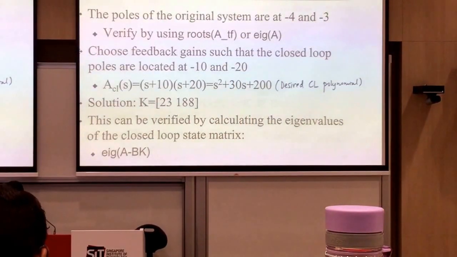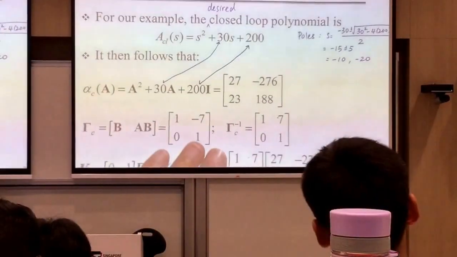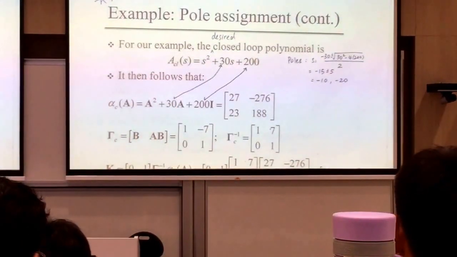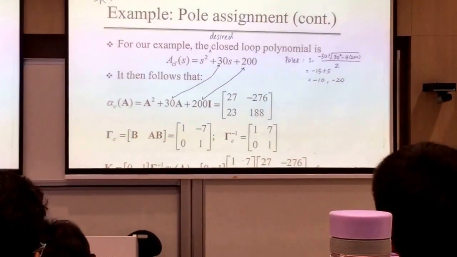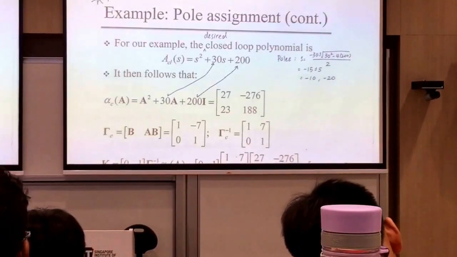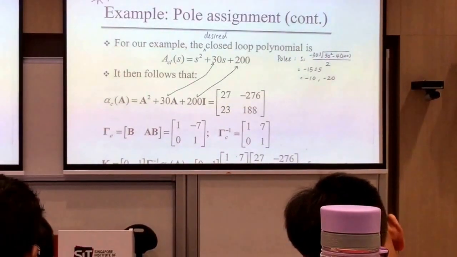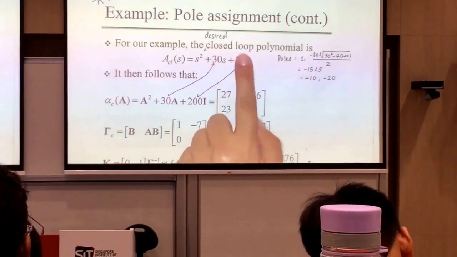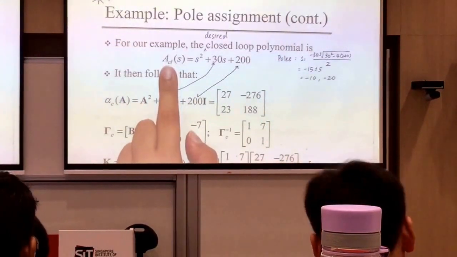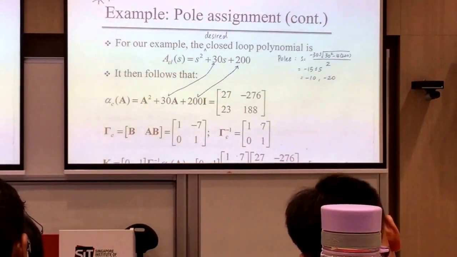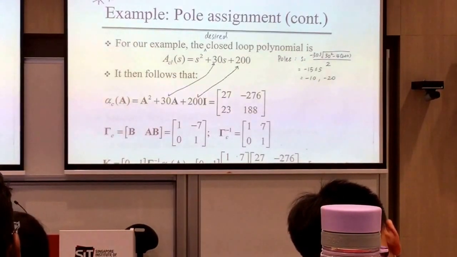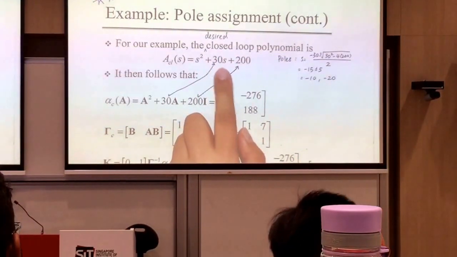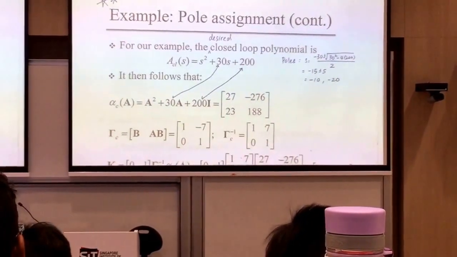So how do you do this in calculation? So these are the steps. This is something you have to know by hand, because this is what you will be tested on in your exam. So for this example, first of all, you form your desired closed loop polynomial, alpha_c(s). Your closed loop poles are -10 and -20, right? s plus 10 times s plus 20. So your desired closed loop polynomial is s squared plus 30s plus 200. Okay, next.